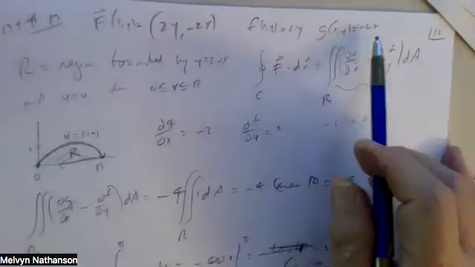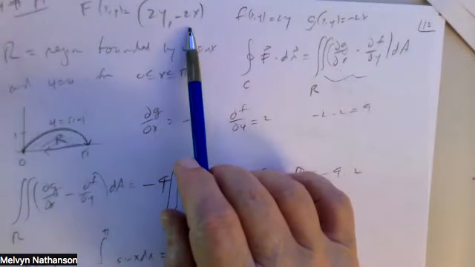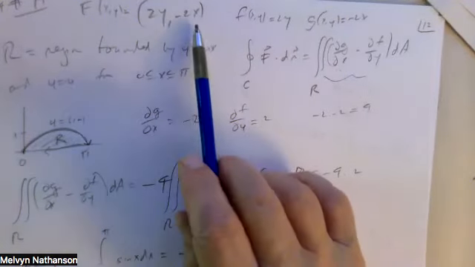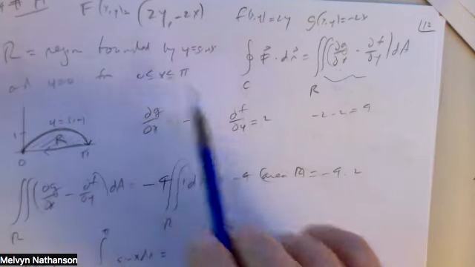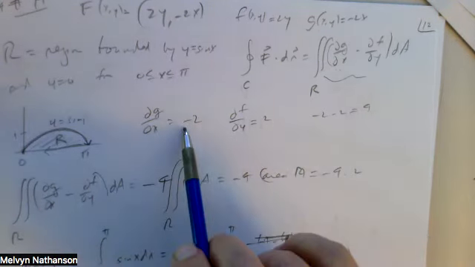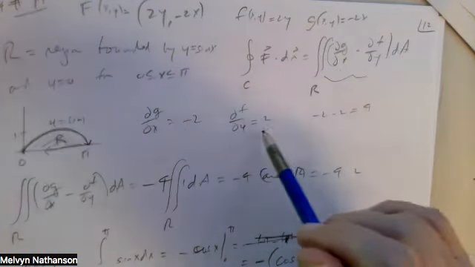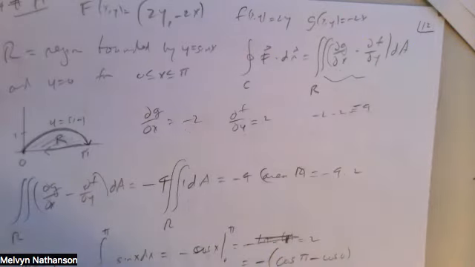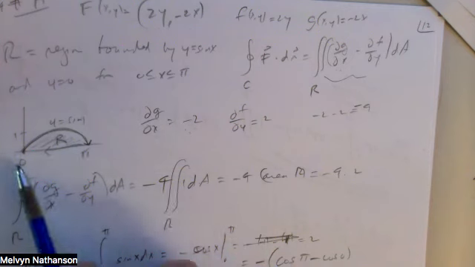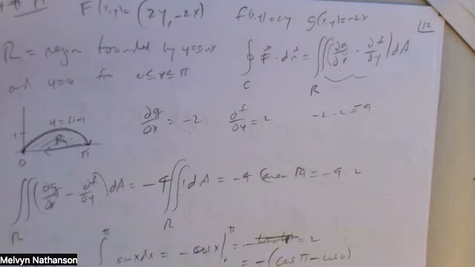So we have the vector field F of x, y is 2y minus 2x. If you take the partial of g with respect to x, I get minus 2. The partial of f with respect to y, I get 2. So minus 2 minus 2 is minus 4. So this integral is minus 4 times the area under the sine function from 0 to pi.